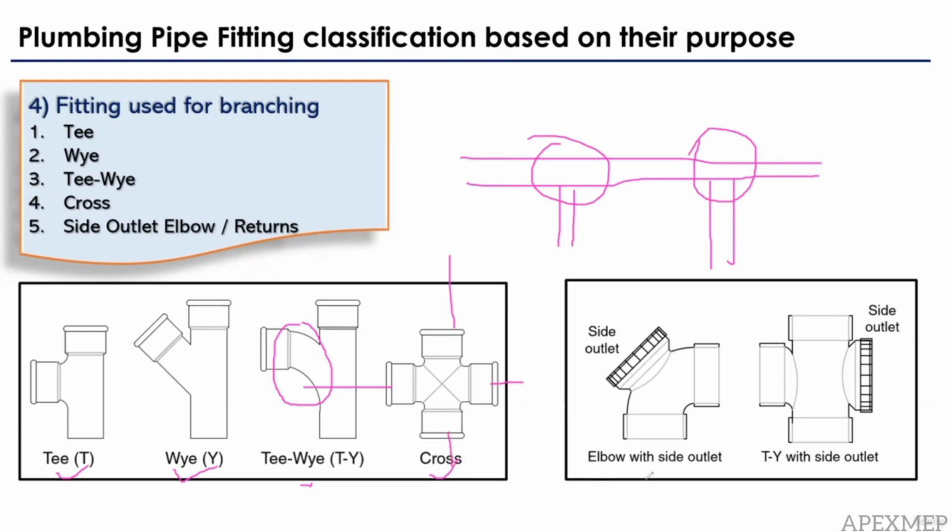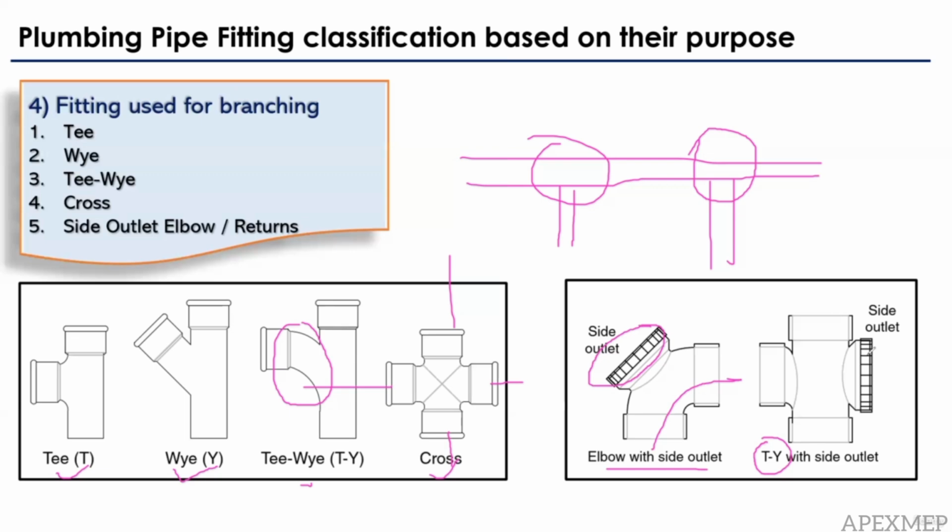There is a special one that we have, an elbow with a side outlet. So there is an elbow, but we give a small cap over here, just for the maintenance purpose. If there is any clogging or any kind of hindrance to the flow of the fluid across this elbow, for that purpose, where it can be easily accessible, there we provide a side outlet. This can be with the elbow or this can be with the TY with the side outlet.